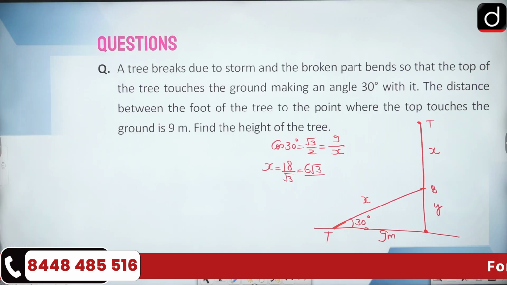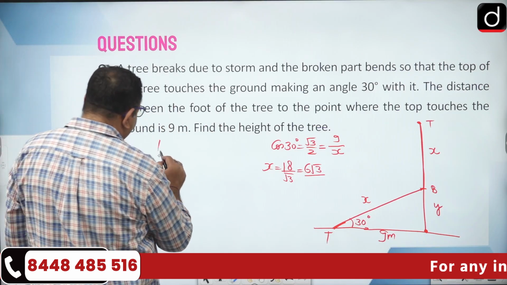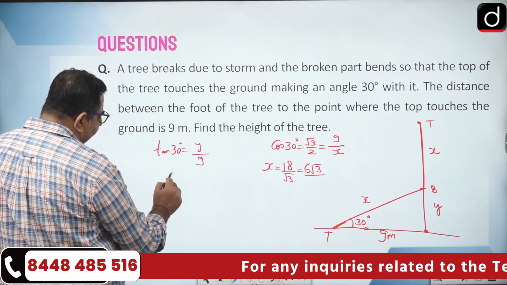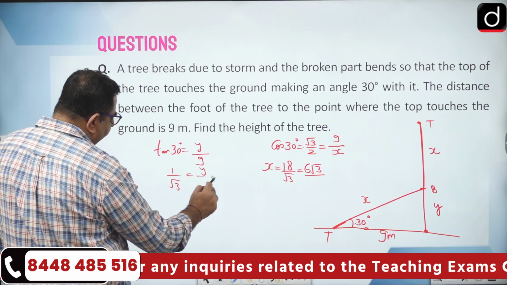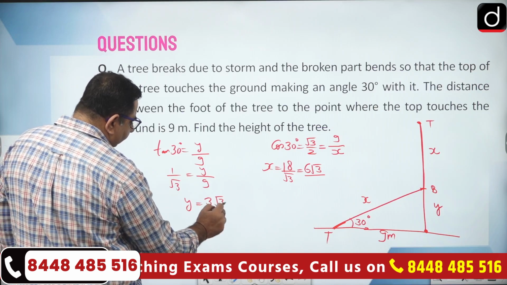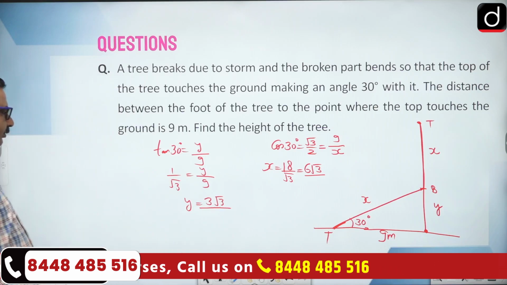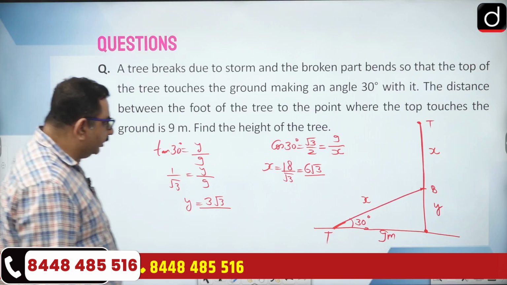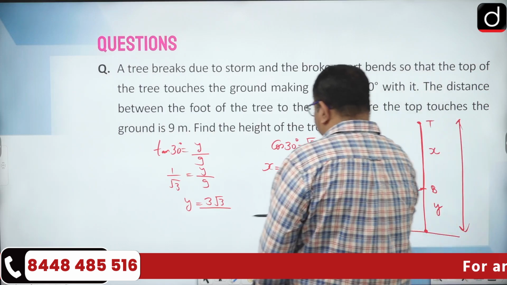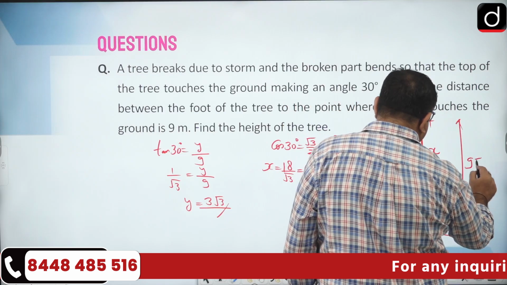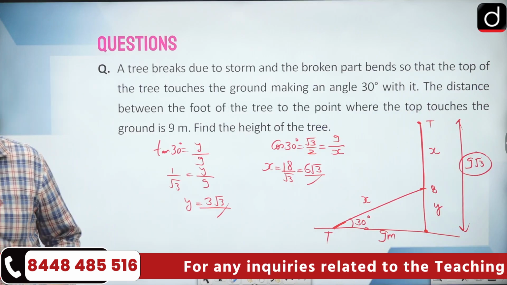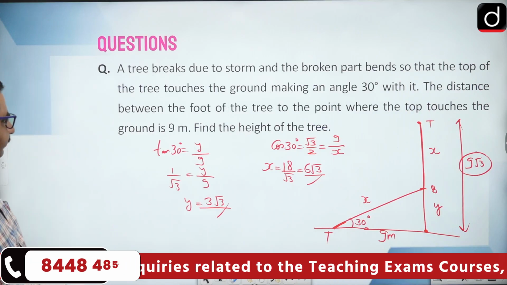Okay. And we can find y as well. So tan 30 degree is equal to y by 9, that is 1 by root 3 is equal to y by 9. So y is equal to 9 by root 3, that is 3 root 3. So y is 3 root 3 and x is 6 root 3. So total height will be what? 3 root 3 plus 6 root 3, that is 9 root 3. So we can say the height of the tree is 9 root 3 meters.